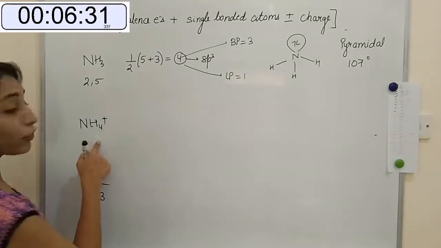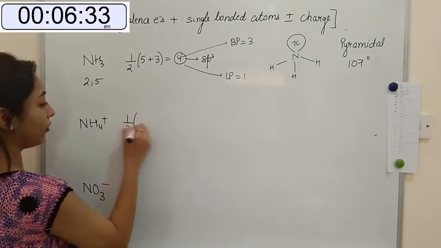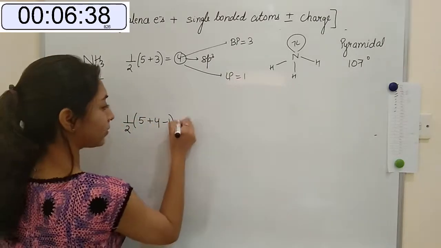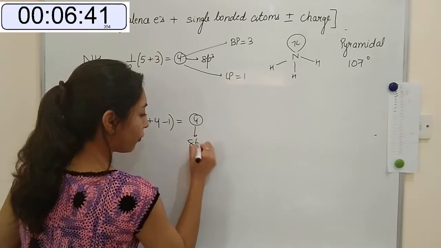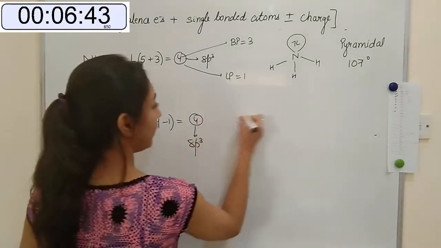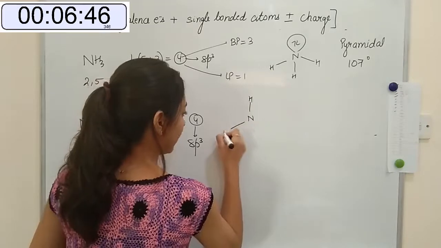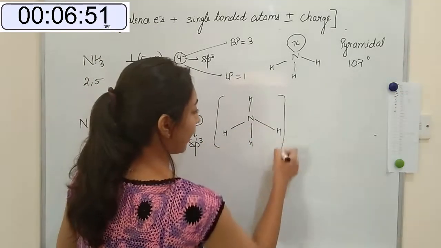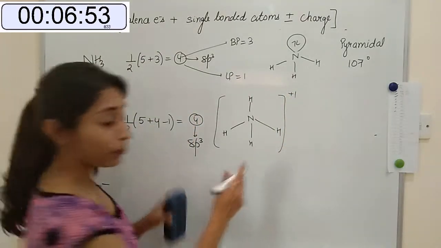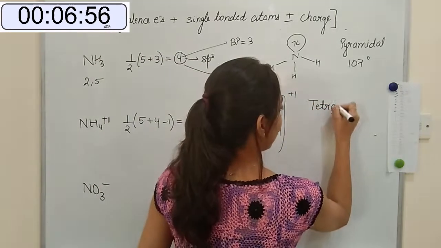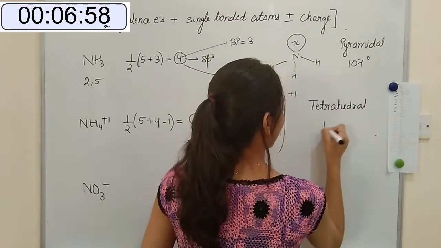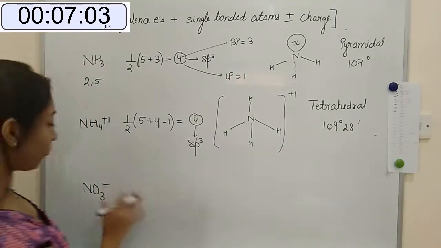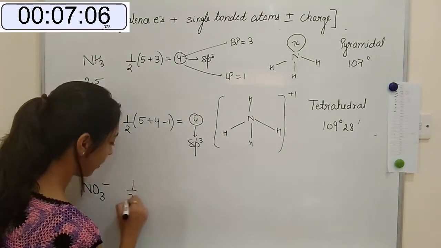Done. Moving on to NH4 plus, half. Everything goes the same, 5 plus 4. But it is plus 1 here, so I'll do minus 1, which means 4. 4 means sp3. And then it should be N, H, H, H, H. It's a plus thing, so put it in a bracket and put a plus 1 here. Now, if you take a picture, this is tetrahedral and the bond angle is 109 degrees 28 minutes. Done.